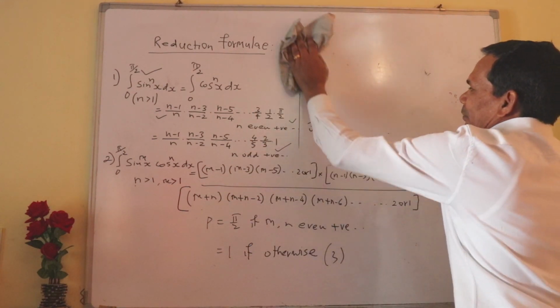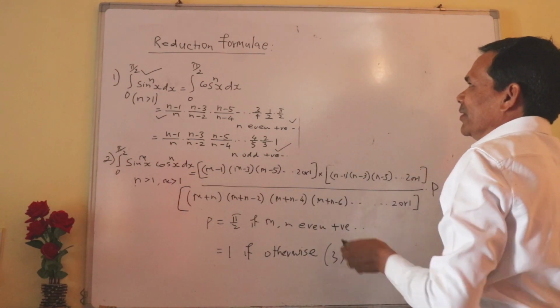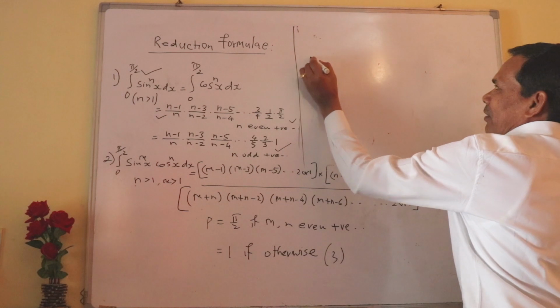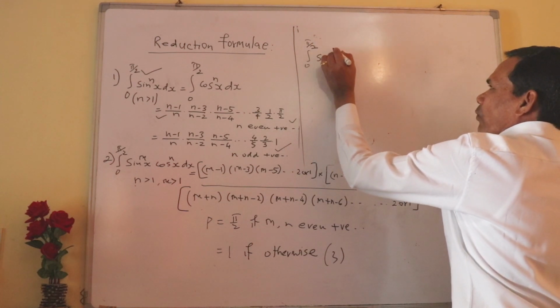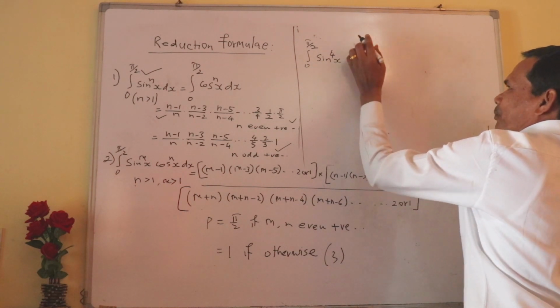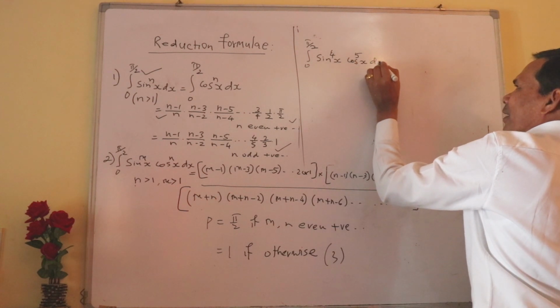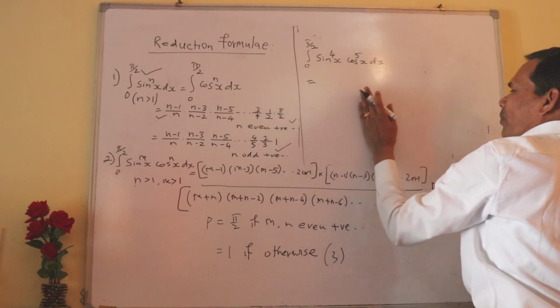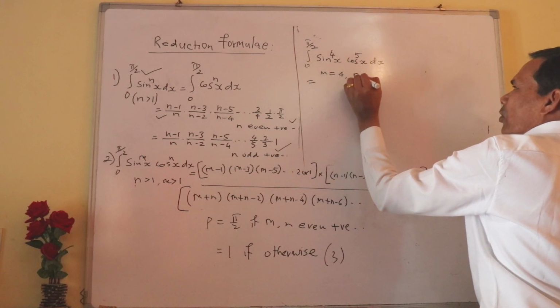Similarly, if you have a product, to apply the second formula, if you have something like this, say 0 to pi by 2 sine raised to 4x cos raised to 5x into dx, then naturally it is a product of sine and cosine, m is equal to 4, n is equal to 5.